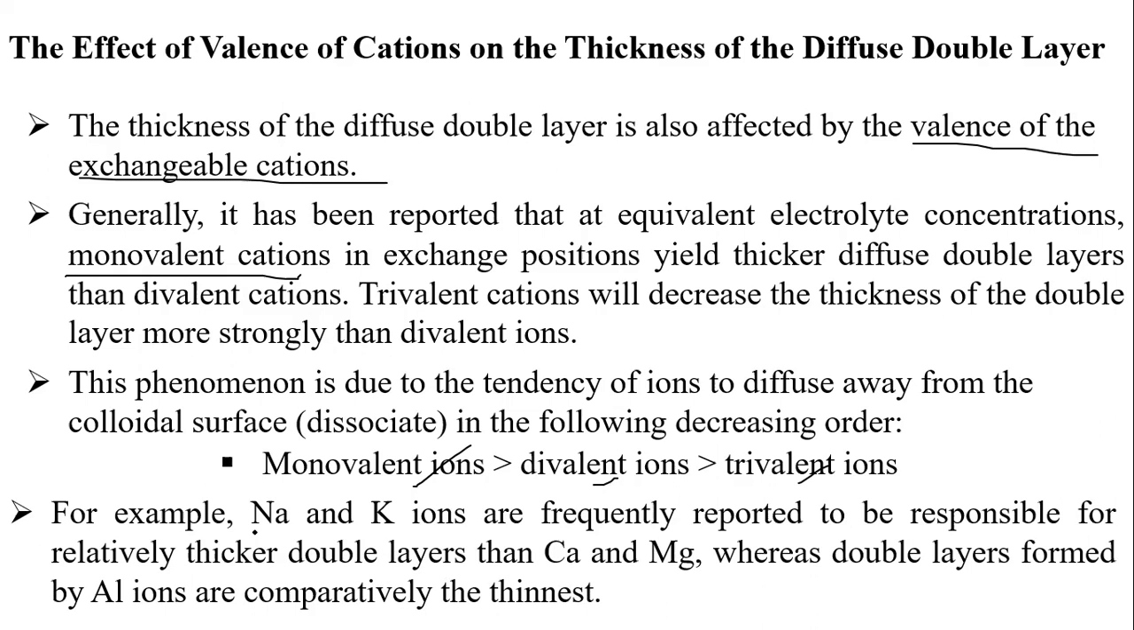So for overall students, we have to remember only one thing: monovalent will give a thicker diffuse double layer when compared with divalent and trivalent. The trivalent will give a very thin one. If aluminum is present, then it will be very thin. But the divalent will be somewhat better when compared to trivalent. But monovalent plays a major role in our diffuse double layer theory. This is what you have to remember: monovalent will give a very thick diffuse double layer compared with divalent and trivalent.